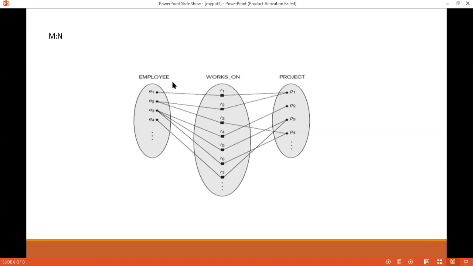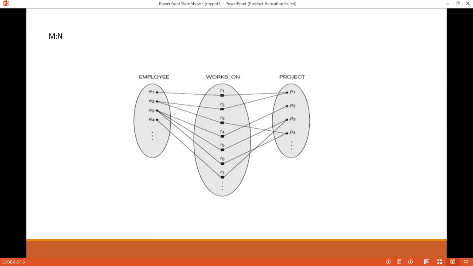This side also it is more than one, multiple employees. Many employees can work on one project. Many projects can be handled by many; one project can be handled by many employees. So if we look from this side, it is M, this side. If we look from this side, it is N this side. Hence we conclude that it is M:N cardinality ratio.